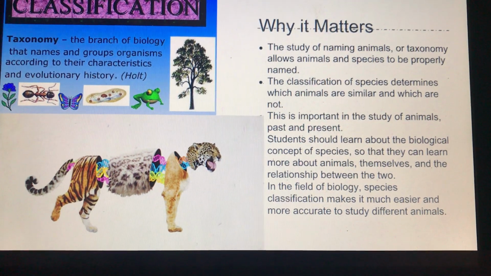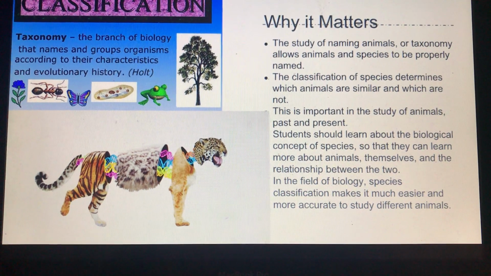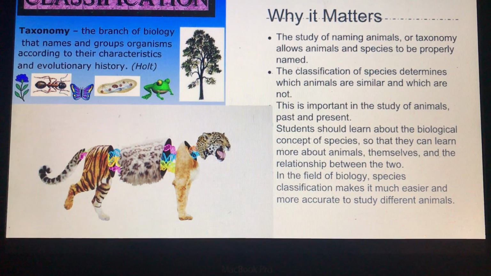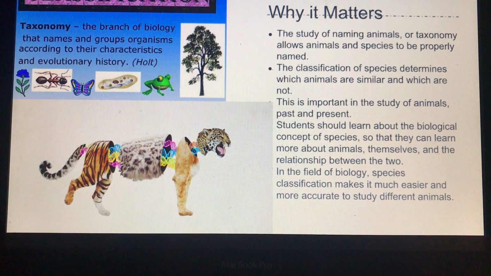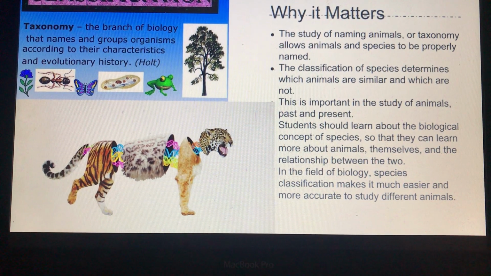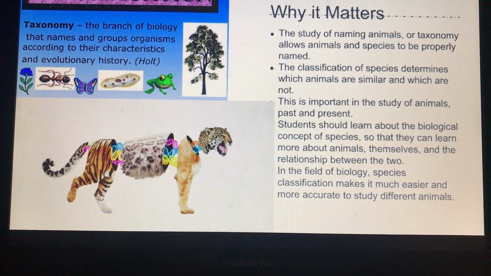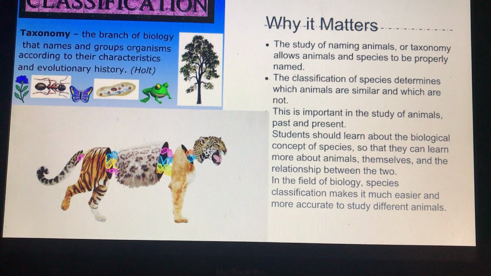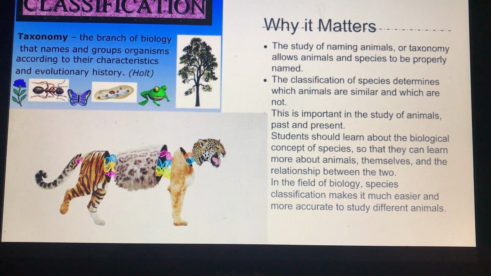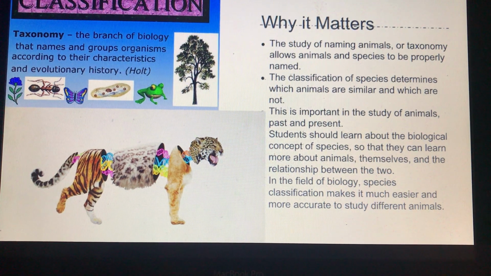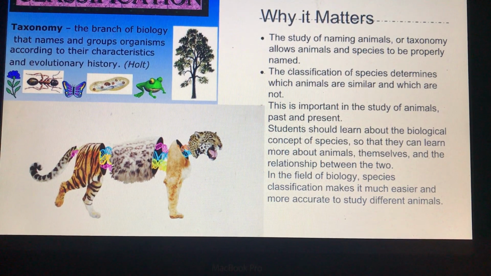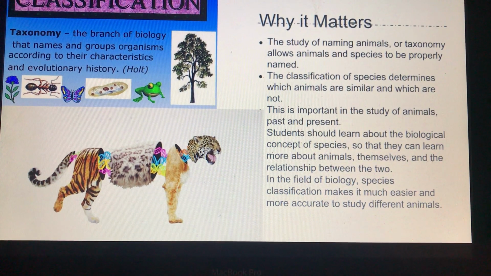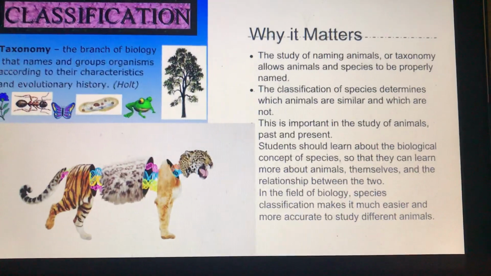Why it matters? Because the study of naming animals, or taxonomy, allows animals and species to be properly named. The classification of species determines which animals are similar and which are not. This is important in the study of animals, past and present. Students should learn about the biological concept of species so that they can learn more about animals themselves and the relationship between the two. In the field of biology, species classification makes it much easier and more accurate to study different animals.